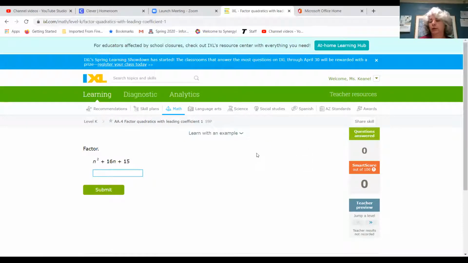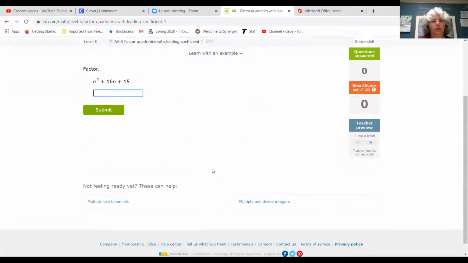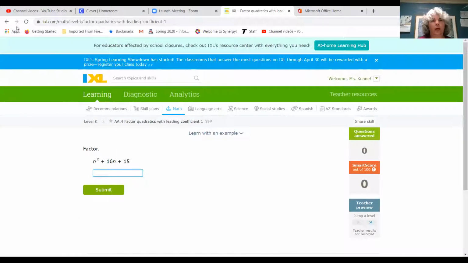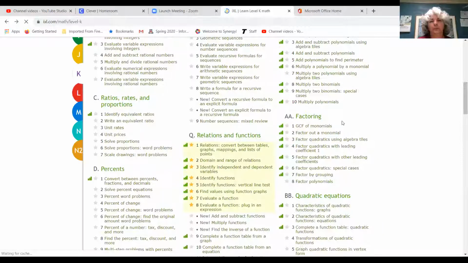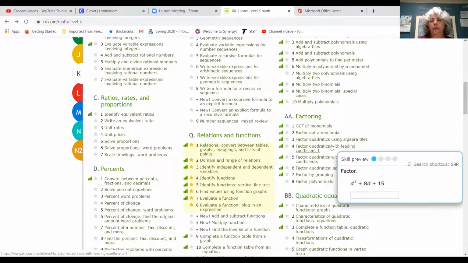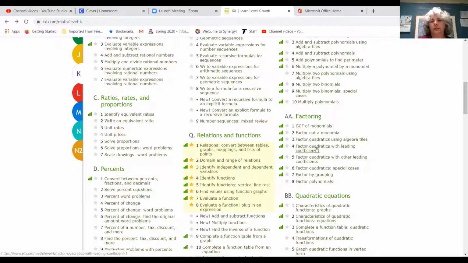All right, so I'm just going to write down some of these examples. It says n squared plus 16n plus 15. Can I go to a different example? Let's go back and see if I can get a different example. So that one's d squared plus 8d. These go by pretty quickly. Let me see if I can get another one here. d squared plus 8d plus 15.